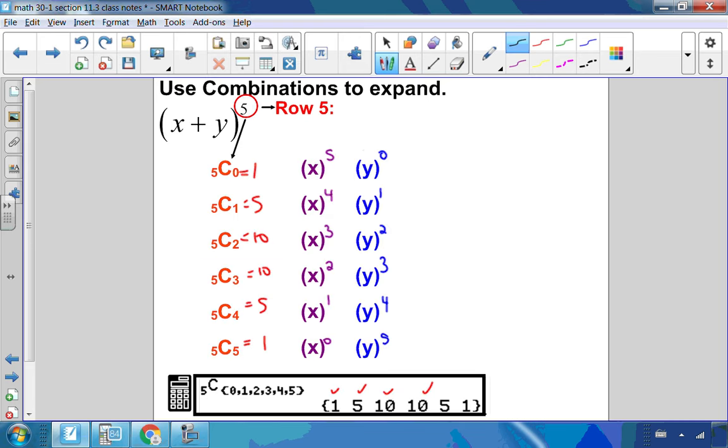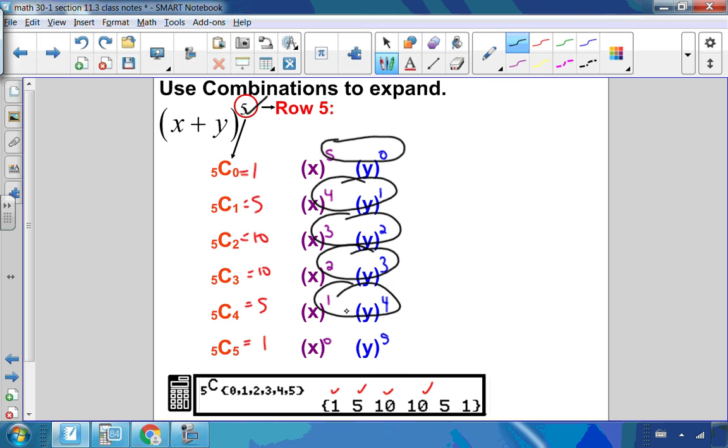Let me go back here and show you what I mean. 5 and 0 is my exponent of 5. 4 and 1 is 5. 3 and 2 is 5. 2 and 3 is 5. 1 and 4 is 5. Sorry, 0 and 5 is 5. So because one is decreasing and one is increasing, they're always going to add to that exponent.